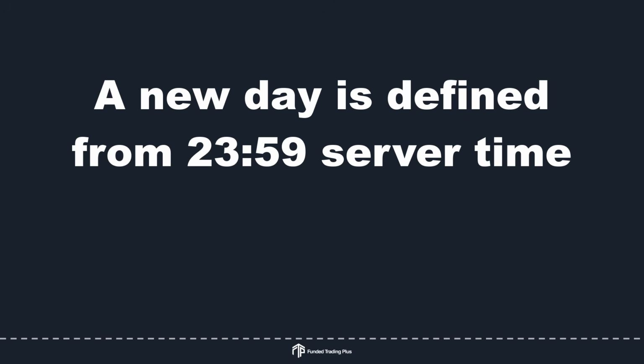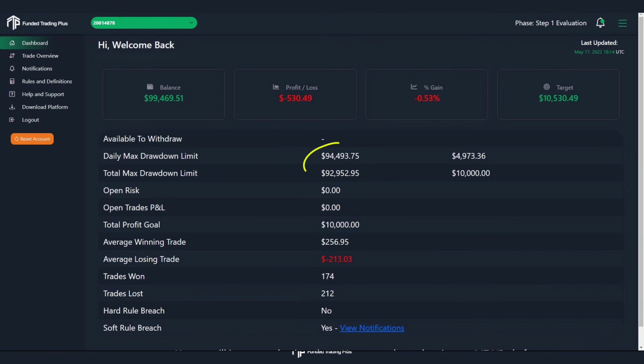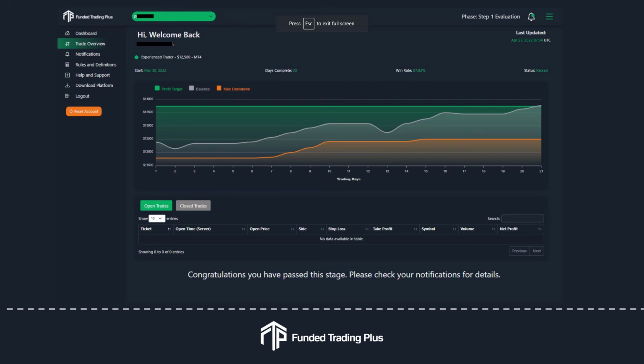The 24-hour period is defined from 23:59 on the server time. The server time is fixed at UTC plus 2. This means the reset for the 24-hour period varies depending on where you are in the world. You can always see the server time and where it is relative to you by looking at the x-axis on MetaTrader. It is possible your daily drawdown can exceed your overall drawdown, but this is rare and requires a lot of profit in a 24-hour period to do. Your dashboard will always provide you with the figures and a visualization of your overall drawdown.